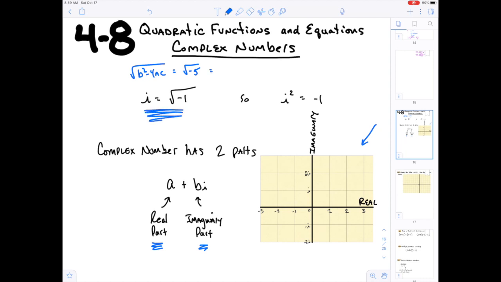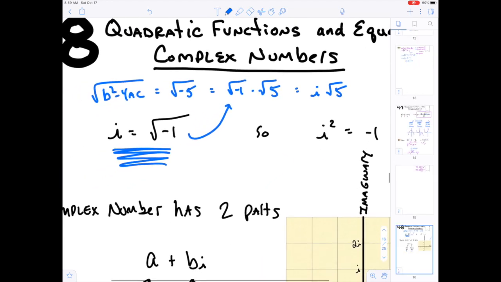With the idea that the i value is equal to the square root of negative 1, I can rewrite this as the square root of negative 1 times the square root of 5, and then I can swap this out for i and write i square root of 5. And by doing that, I can go ahead and continue on with the problem.